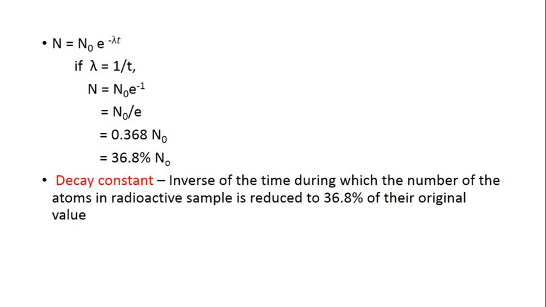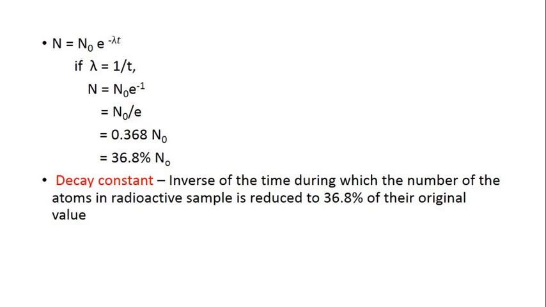So we have the equation N is equal to N0 e raised to minus lambda t. Just substitute lambda as 1 by t. We will get N equal to N0 e raised to minus 1. That is N0 by e. Substituting the value of e, we will get 0.368 N0. In terms of percentage, we can write it as 36.8% of N0. When lambda is 1 by t, we got N equal to 36.8% of N0.